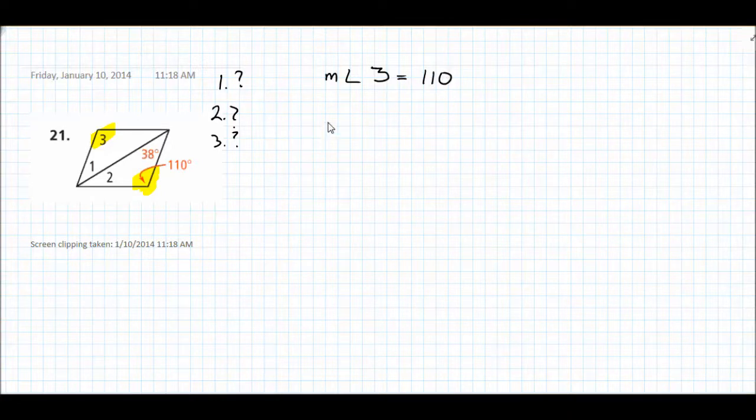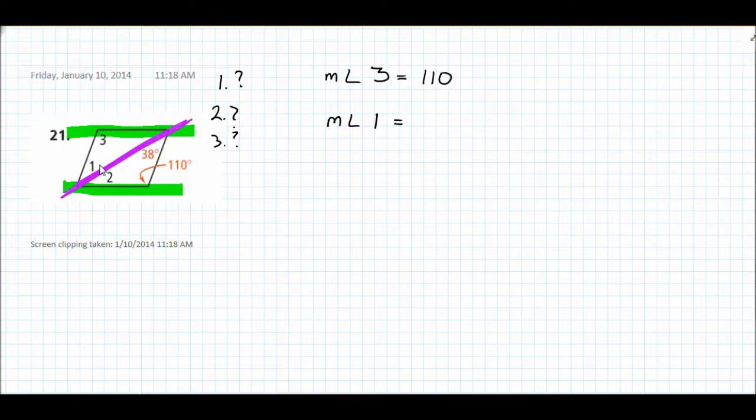Okay, now the measure of angle 1, look at the diagram. We know that line and that line are parallel, and we know this line, which I'm going to color in purple, is a transversal. So by alternate interior angles of two parallel lines, we can deduce angle 1 must be congruent to 38 degrees. So pretty easily we figured out angle 1. It was 38. And we figured out number 3. It was 110.